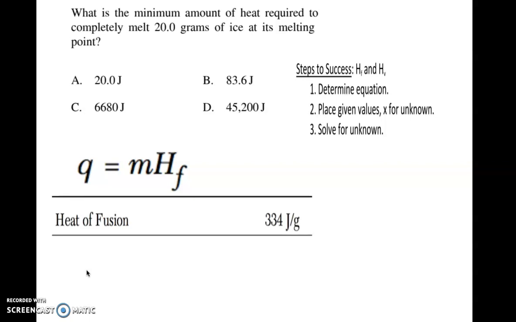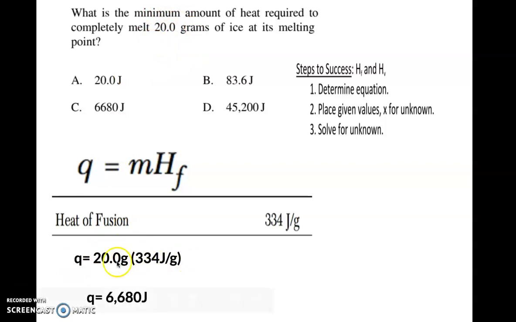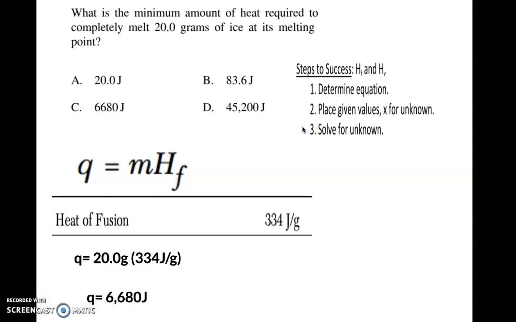So we're going to be plugging in that number into our equation. And we're looking for Q. The mass is given here in the question. So we're just going to multiply 20 grams times 334. And that gives us our answer of heat is equal to 6,680 joules.